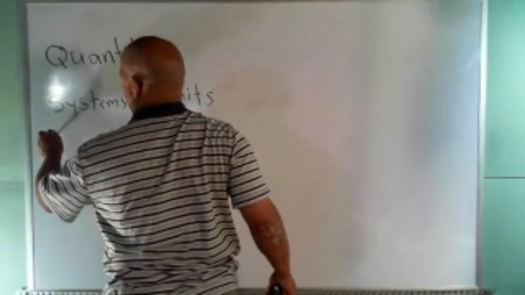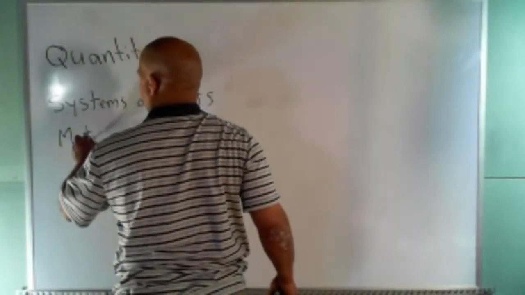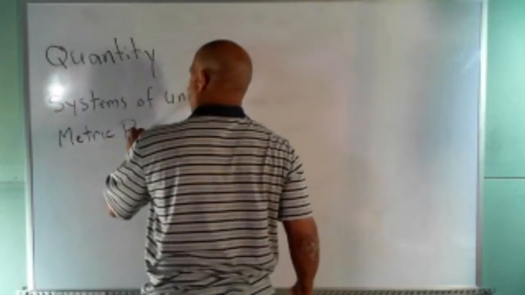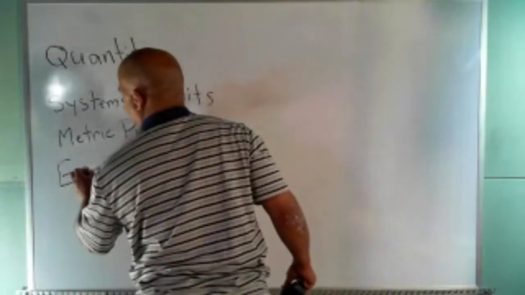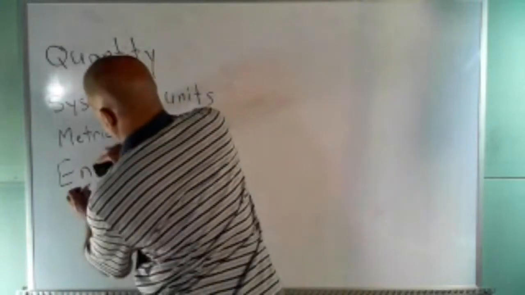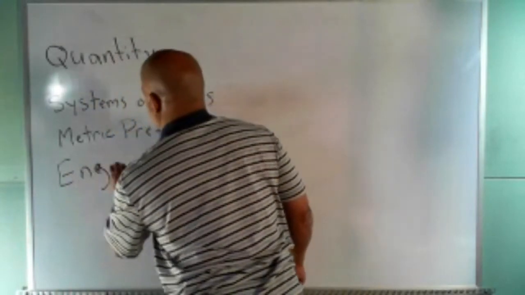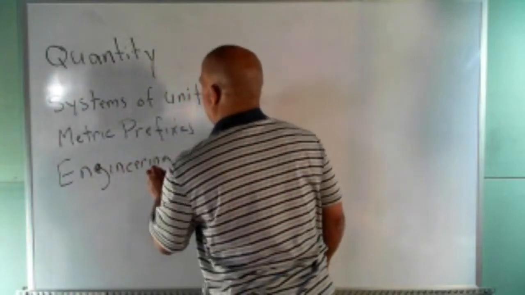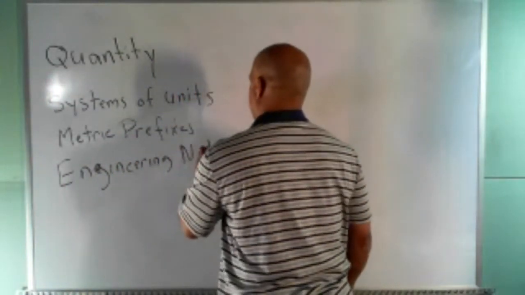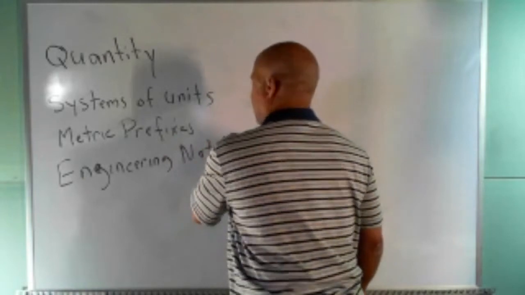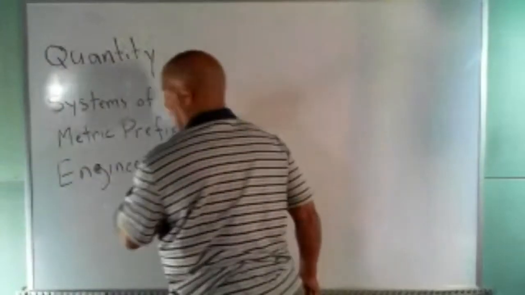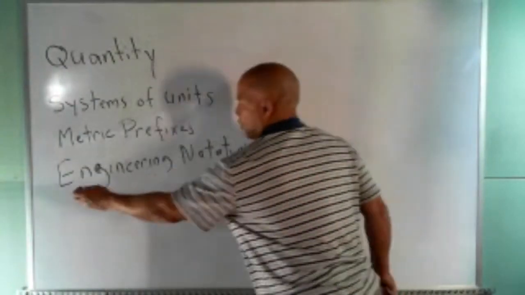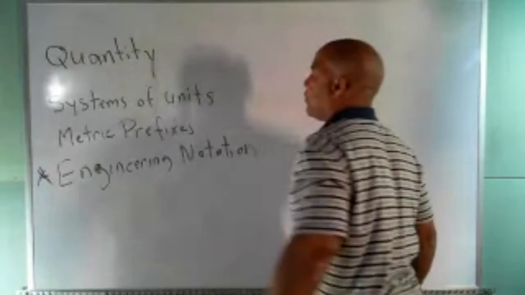Before we talk about that, we have to talk about metric prefixes. And then we'll talk about engineering notation. I don't know why my spelling is so bad today. I guess because I'm tired. I feel like I can't spell anything. Okay, so we'll talk about these three things to get to this. This is the important one right here. We have to talk about these three first.